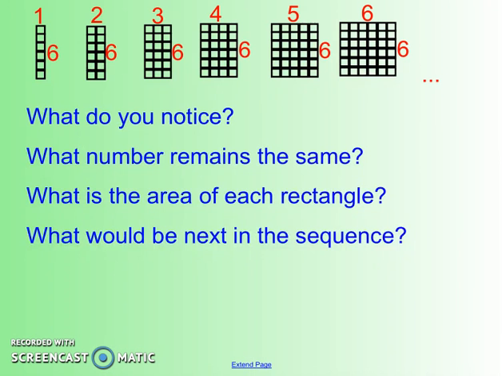Well, to start off, let's make some observations. What do you notice? You are absolutely right. These are multiplication arrays. And what number seems to remain the same every time? Yeah, the width. Do you notice the width is always 6? Okay, and then what is the area of each one? Well, the first one's 6. Absolutely. How about the next one?